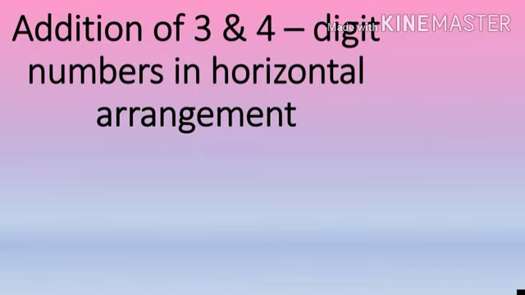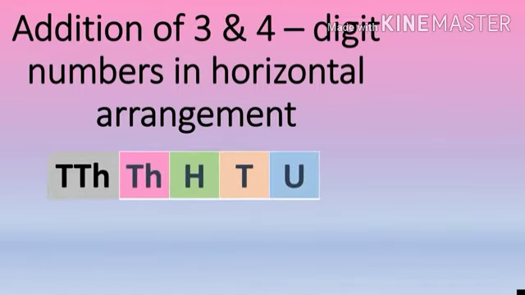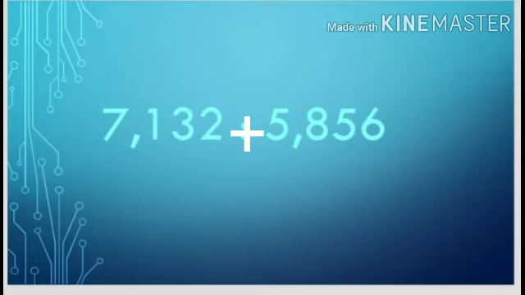Then group the given numbers according to their places, like units, tens, hundreds, thousand and 10,000. Let us solve one example of addition in horizontal arrangement.